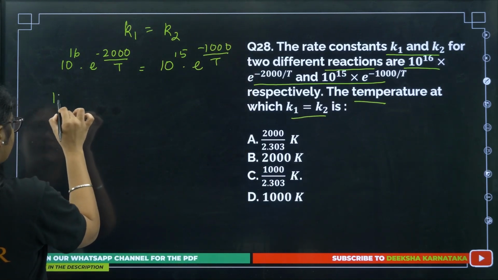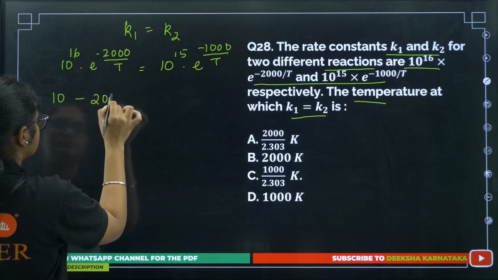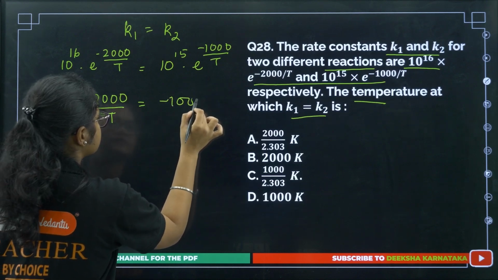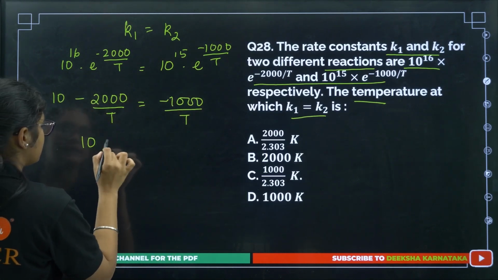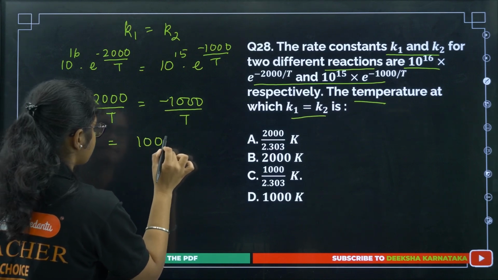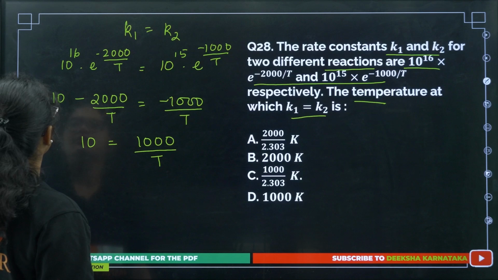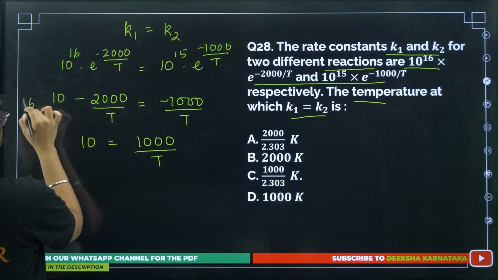Right, now what happens? I'll take ln on both sides. So I'll get minus 2000 by T and on this side minus 1000 by T. Take this 2000 to this side, I'll get 10 is equal to 1000 by T. This one if I take, I'll get 16.